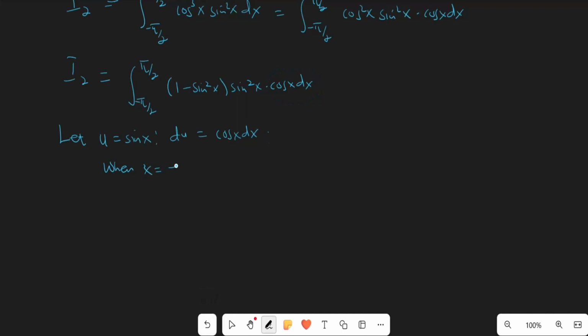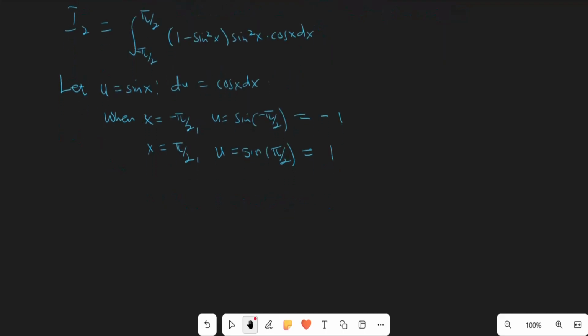When x is negative pi over 2, u is going to be sine of negative pi over 2. Sine is an odd function, so the sine of a negative angle is the negative of the sine of the positive angle. So that is negative sine of pi over 2, which is negative 1. When x is positive pi over 2, that is the upper limit, u is going to be sine of pi over 2. That is sine 90, that is positive 1.